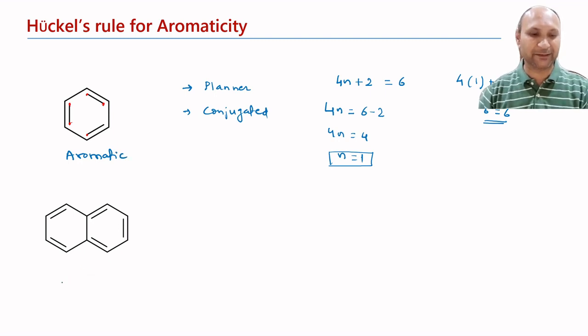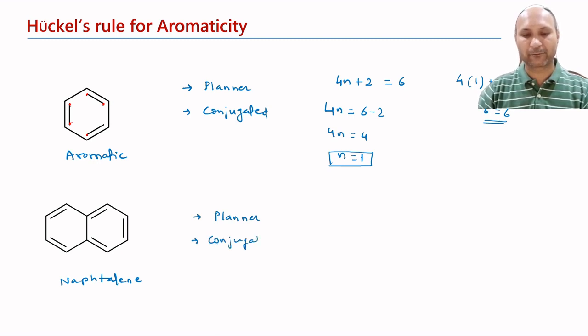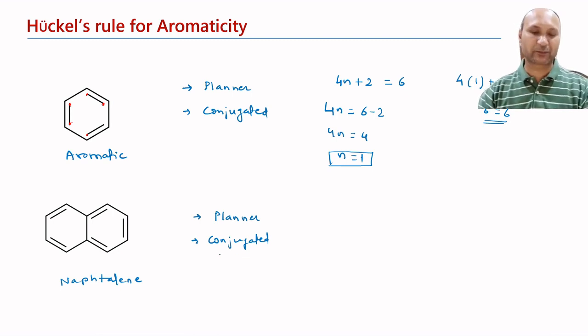Now the next compound is naphthalene. If we talk about the aromaticity of this compound, we can again see that it is planar and it is conjugated. Now, a quick way to see if a compound is conjugated or not is to see if it contains alternate single and double bonds. If it does, you can say that this compound is conjugated. Naphthalene is exhibiting this. So, we'll try to find out the total number of pi electrons here.